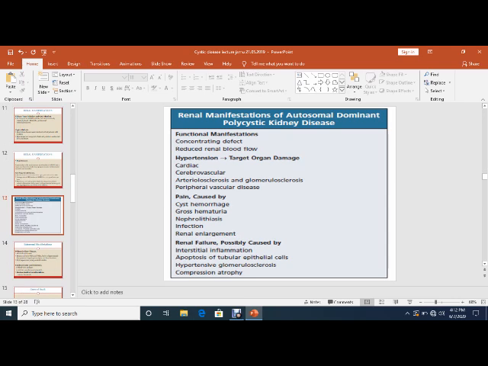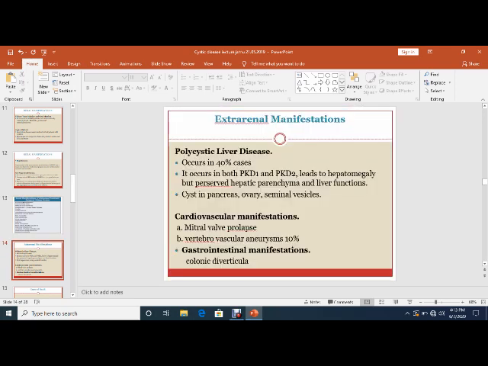This slide is taken from the comprehensive book of nephrology. It is the same as already discussed with you: renal manifestation of autosomal dominant polycystic kidney disease, functional manifestation, concentration defect, reduced renal blood flow, hypertension can occur in these patients, target organ damage, cardiac, cerebrovascular. So this is already discussed with you.